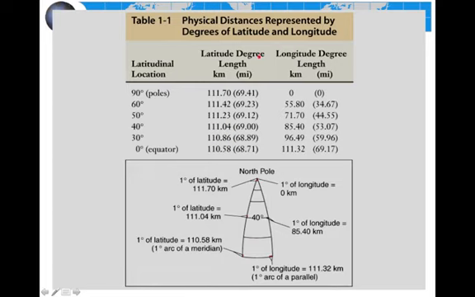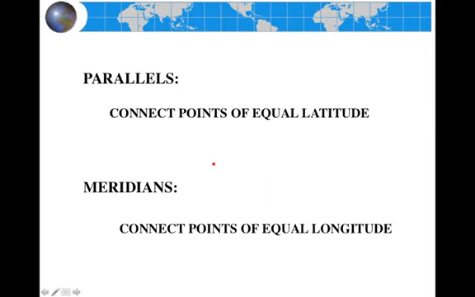So again, the distance between degrees of latitude is about the same, but the distance between degrees of longitude decreases as you get closer to the pole. So parallels connect points of equal latitude. Meridians connect points of equal longitude. Again, make sure you remember that.